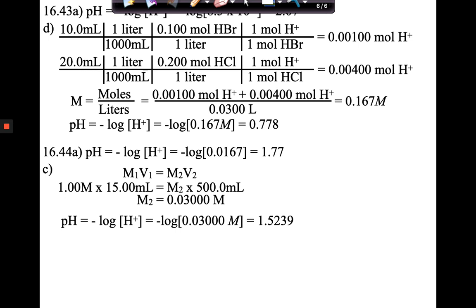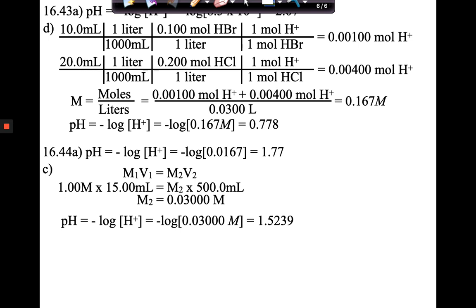So in our HBr solution, we have 10 milliliters. Milliliters to liters, liters to moles, and then moles to moles. And again, this works because these are strong acids. For every mole of HBr, we have a mole of hydrogen ion. So we do that math, and in that beaker, we have 0.001 moles of hydrogen ion. Now we've got 20 milliliters of the HCl. Now we need to know how many moles of hydrogen ion are there. So we do that math, and it's 0.004.